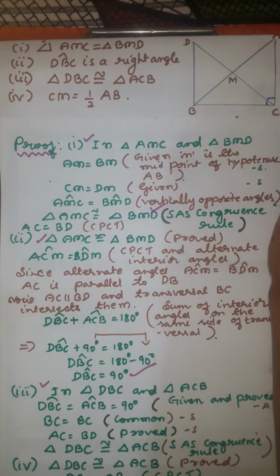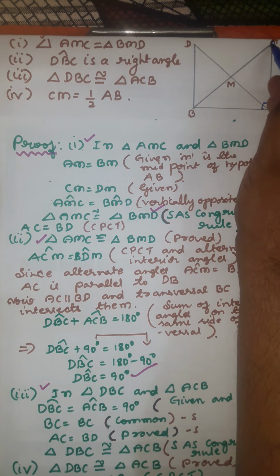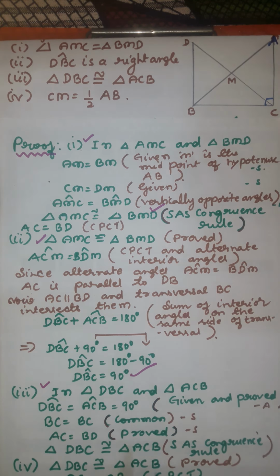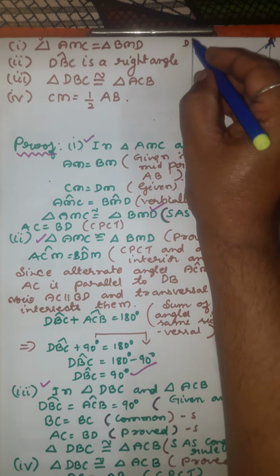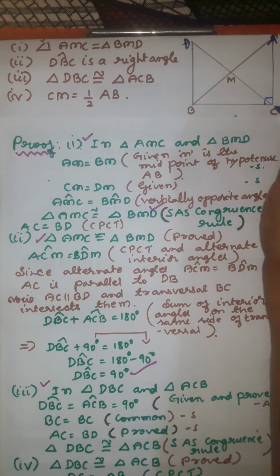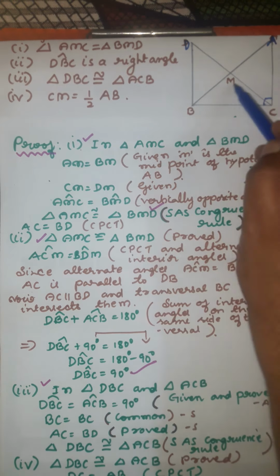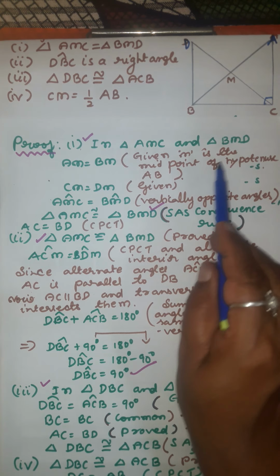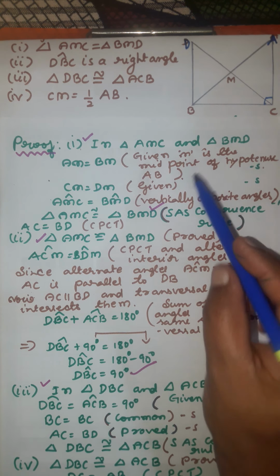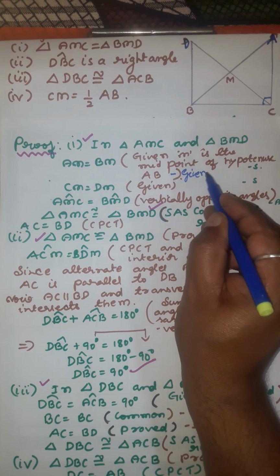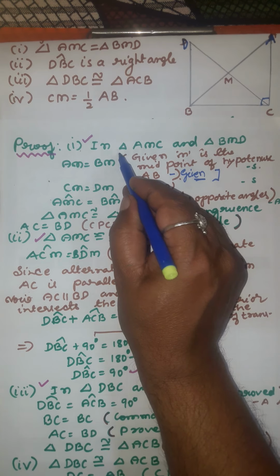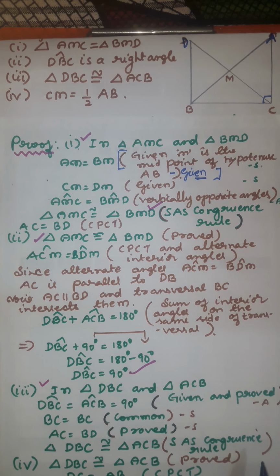In triangle AMC and BMD, AM is equal to BM, given in the data part. M is the midpoint of hypotenuse AB, so it is given. AM is equal to BM. Now CM is equal to DM. It is also given.